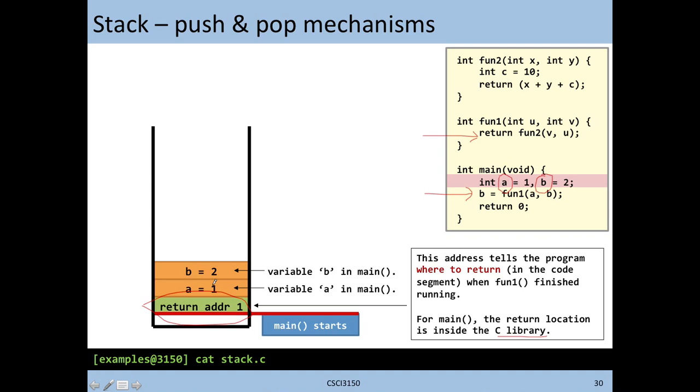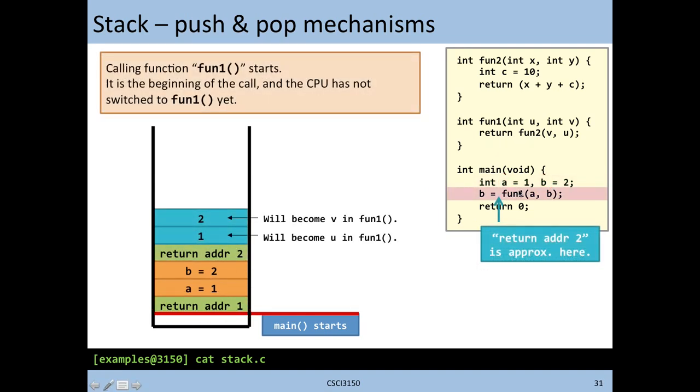And now I'm going to call functions. The calling function is called fun1. Before I can really switch to the execution inside fun1, before the calling of the function, we will put the return address number 2 in the stack. Just push it there. Why do we have to push such a return address? It means that when fun1 returns, I will ask the CPU to go back to this location.